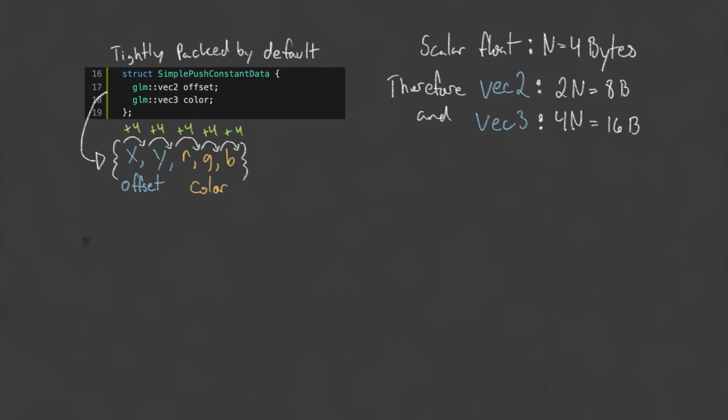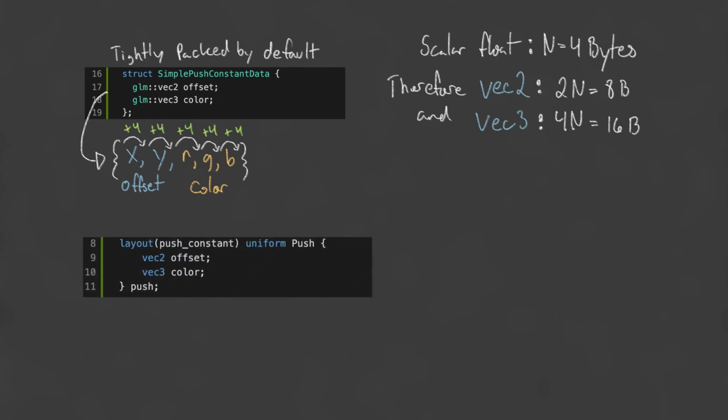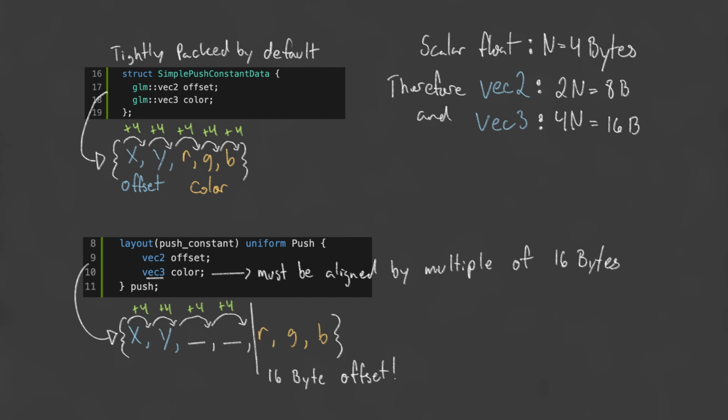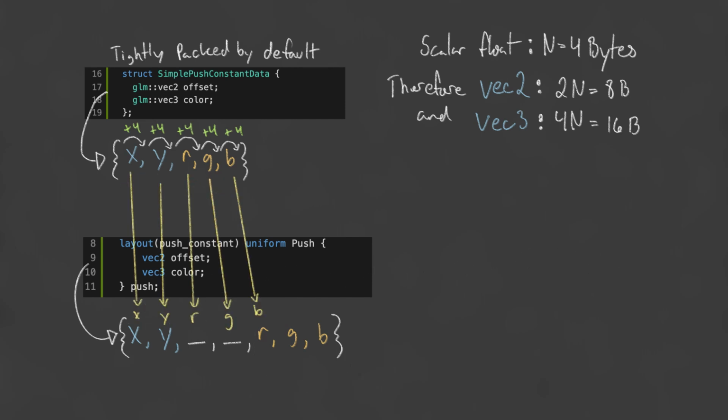fields. But in device memory, the push constant struct layout requires the vec3 color to be aligned to a multiple of 16 bytes. So 8 bytes of padding will be automatically inserted between offset and color. Therefore, when we send over our data, the red and green channels are being ignored, and the blue channel is being read into the push constant's red channel. And that's why the blue triangle is appearing red.